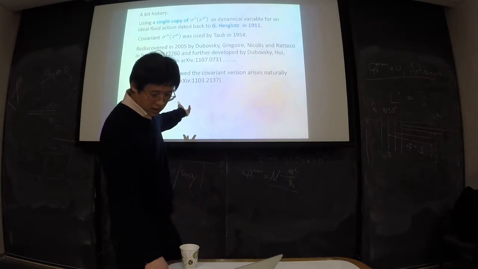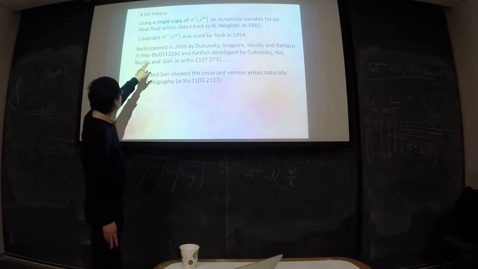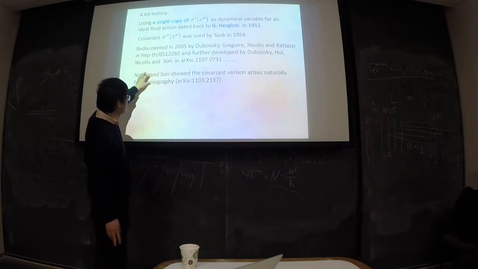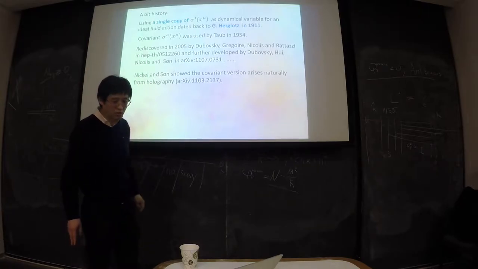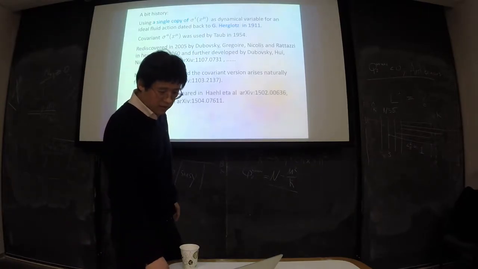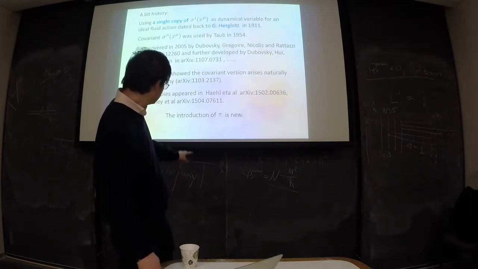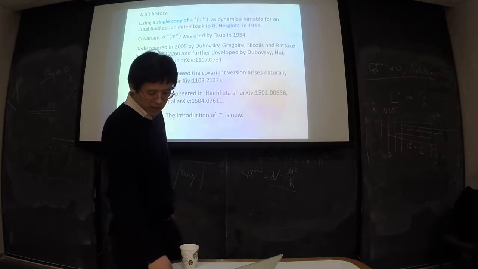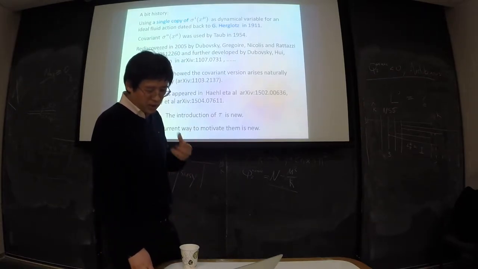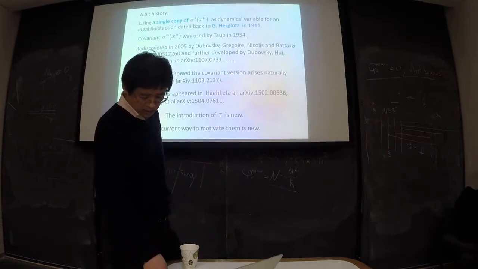And then Nico and Sun, they showed actually the single copy of this kind of thing actually derives a natural holographic. And also people talk about double copies actually. Yeah, but the introduction of this tau as a temperature is actually new. And the way to interpret them as this Starkberg mode, this way to motivate them.